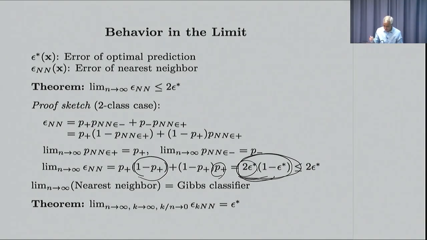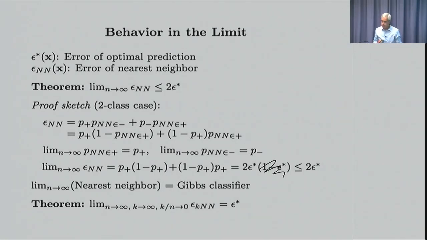And then just to make the math simpler, we're just going to drop this guy and turn it into a bound. 1 minus epsilon is necessarily less than 1, so this whole thing is necessarily less than 2 epsilon star. Do you agree? So I just proved that when my data set size goes to infinity, the error of nearest neighbor converges to being upper bounded by twice the optimal error. Pretty amazing.